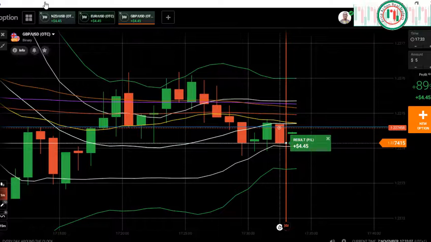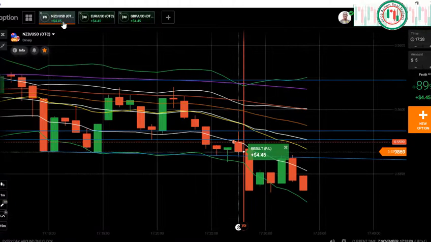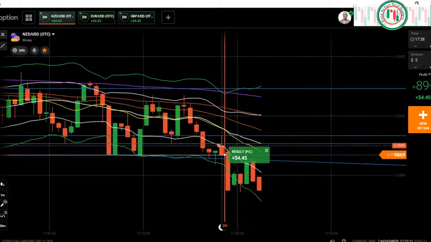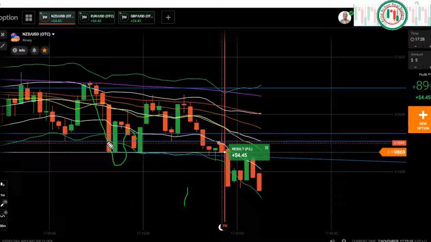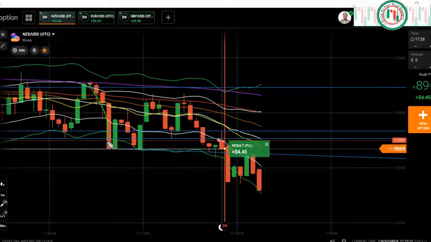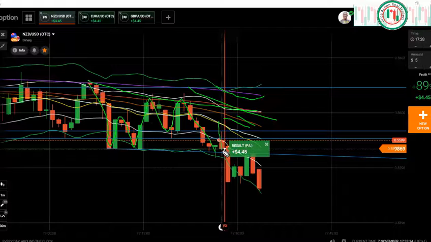You see, I took total 3 trades, all are winning trade. Here what you can see, the movement of the market is going like this, you see. So always, if you see market on the direction, try to follow the direction of the trend. That's why I place my trade, put option here.